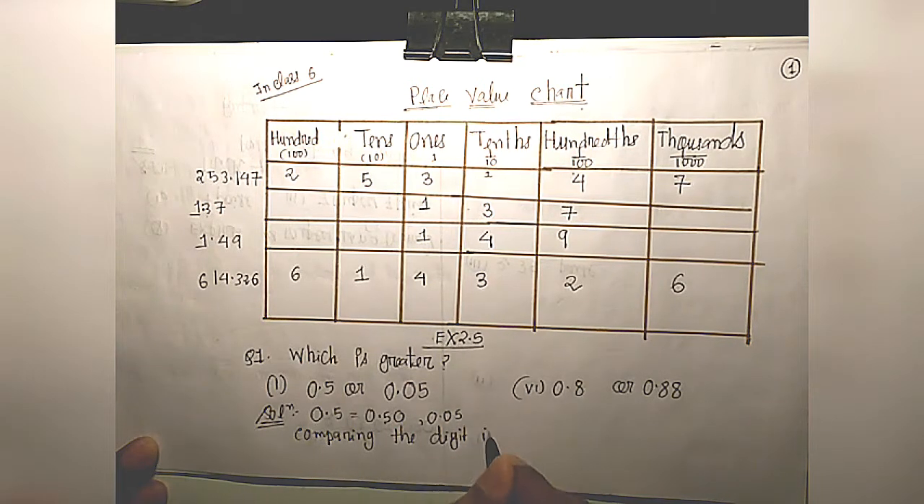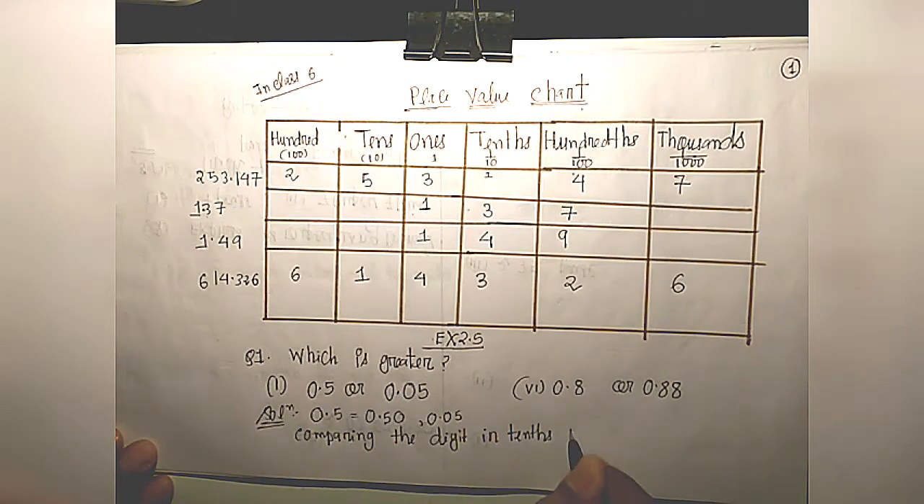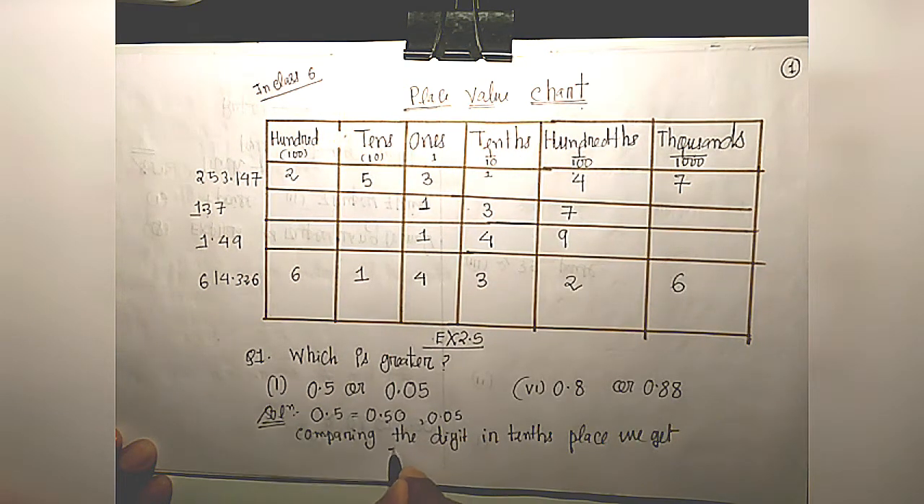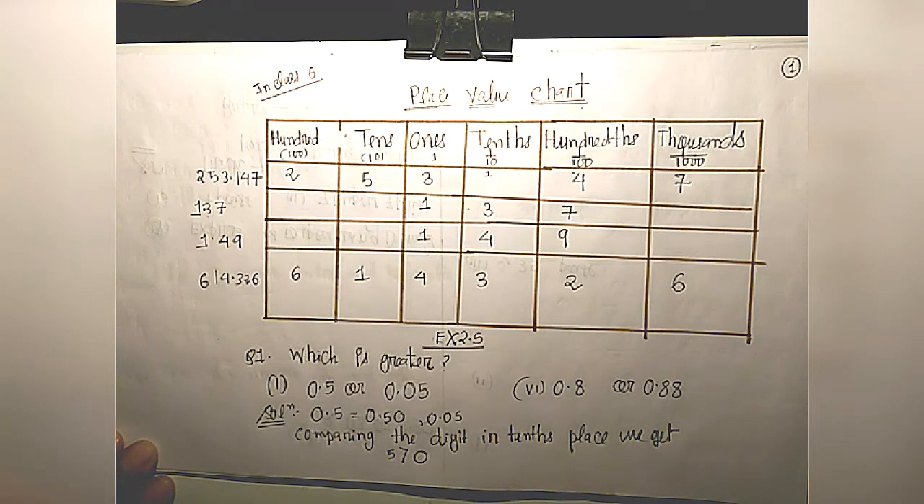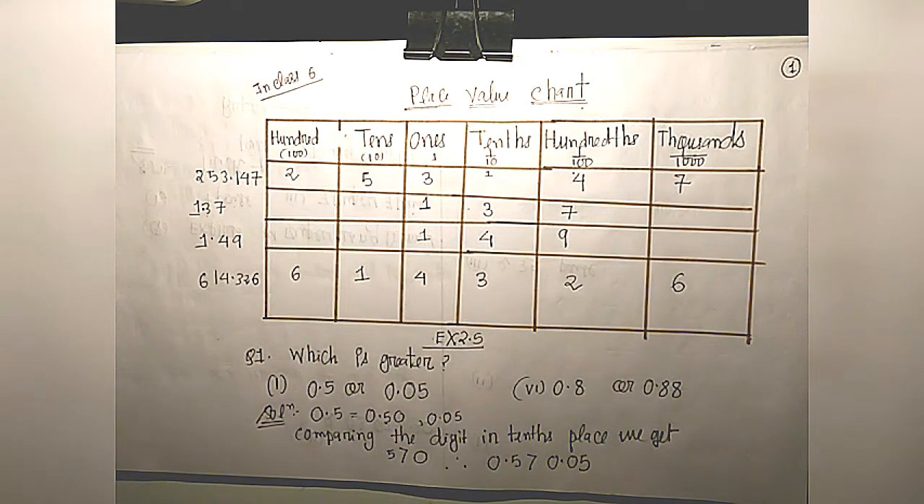So comparing the digits in the tenths place: in 0.5 the digit is 5, and in 0.05 the tenths place digit is 0. Since 5 is greater than 0, it implies 0.5 is greater than 0.05, comparing the digits in the tenths place.